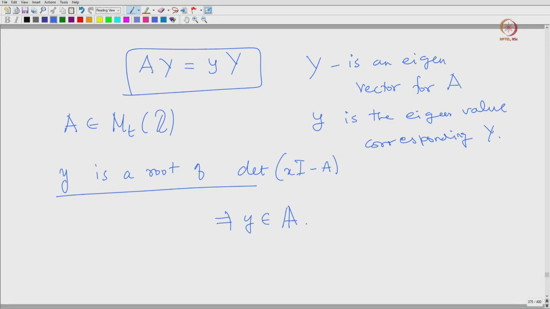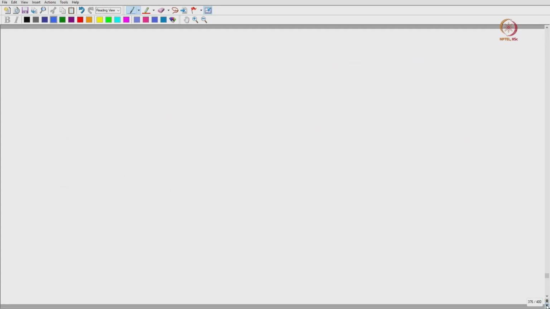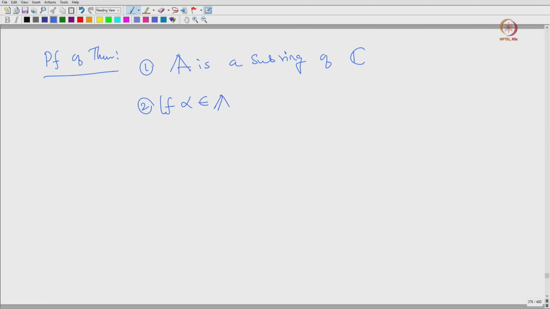So, this indeed proves that we have this characterization of these algebraic numbers. Now, it is not hard to prove our theorem that A forms a subring of C, and given alpha, the conjugate of alpha is also there in A. Okay, let us prove the main theorem that this A is a subring of C, and whenever alpha is in A implies alpha bar is in A.